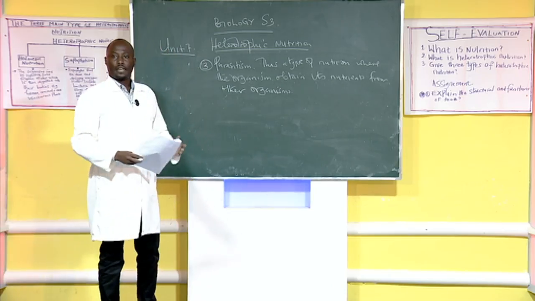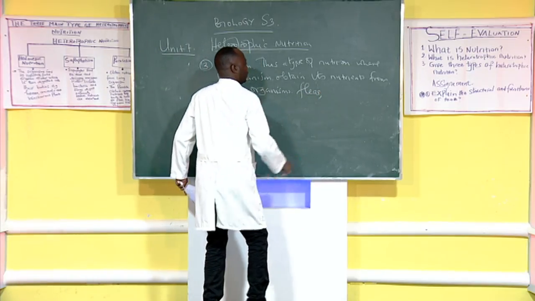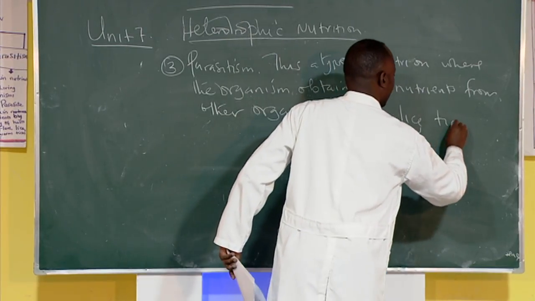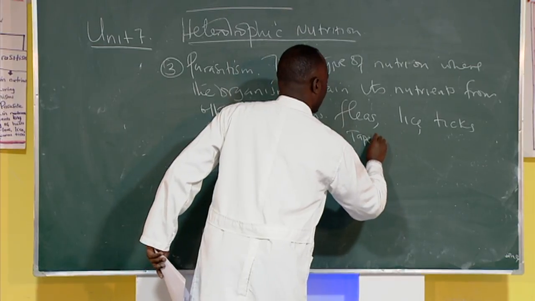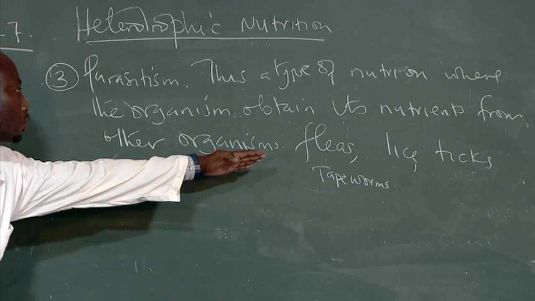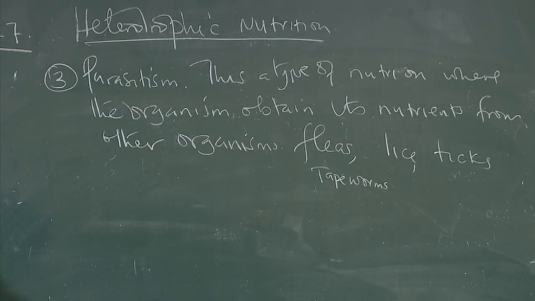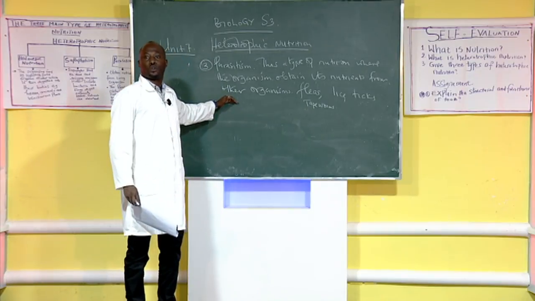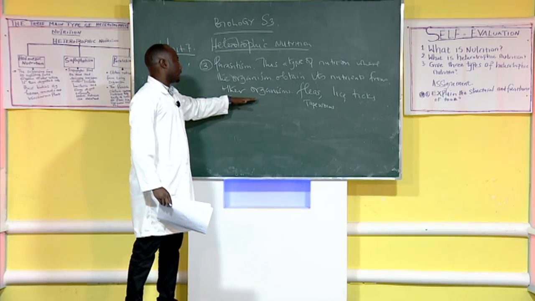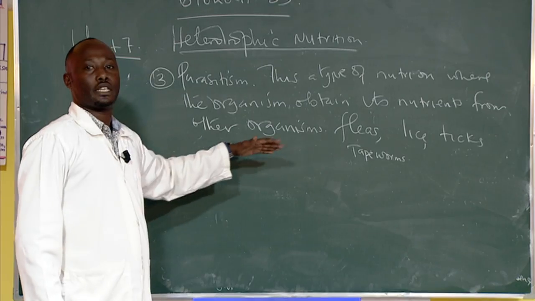Good. Who can give me examples of parasites? Yes, yes. We have fleas. We have lice. We have ticks. We have tapeworms. Excellent. These are examples of parasites. And parasites are categorized into two types. Who can mention those two types? Excellent. We have ectoparasites and endoparasites. Endoparasites are found inside our body, then ectoparasites are found on the body surface.